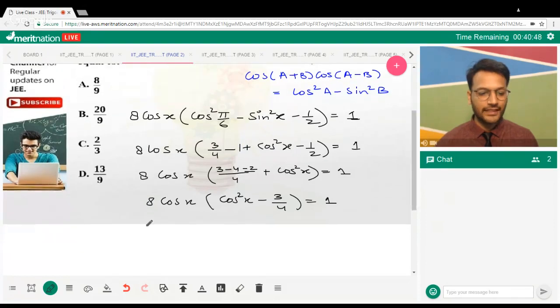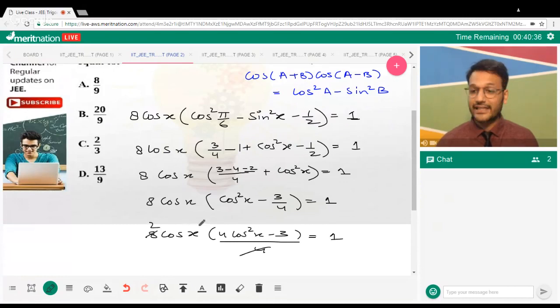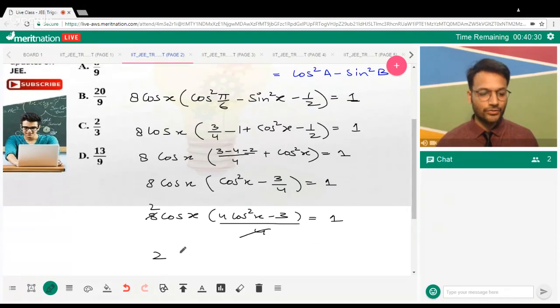Right, I've not taken that 4 over there. So let me just take the LCM further, divided by 4, so that I can cancel out by 8. So this gets cancelled out. Now I can pull this cos and put it inside. So this turns out to be 2. Why I'm doing so, you're going to realize in a moment.